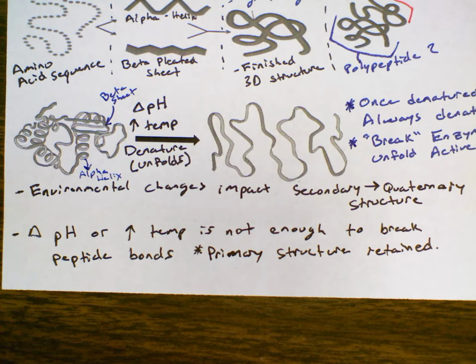So the difference between primary and then the rest of the structures is that the rest of the structures, secondary through quaternary, are going to involve much weaker interactions than covalent bonds. It's going to work through hydrogen bonds or hydrophobic, hydrophilic interactions where R groups are interacting with water.